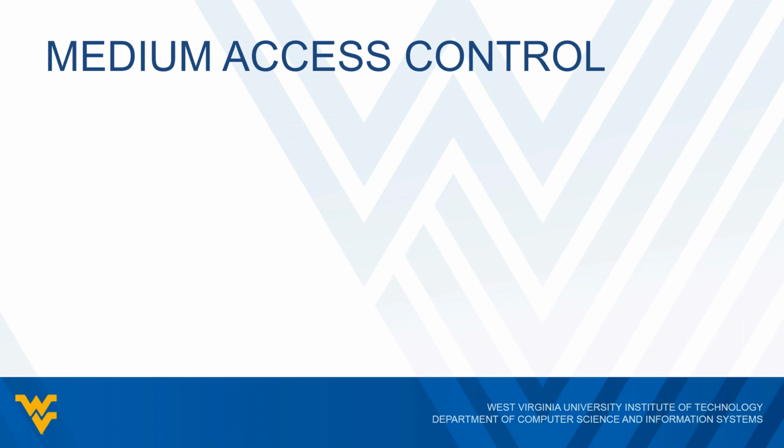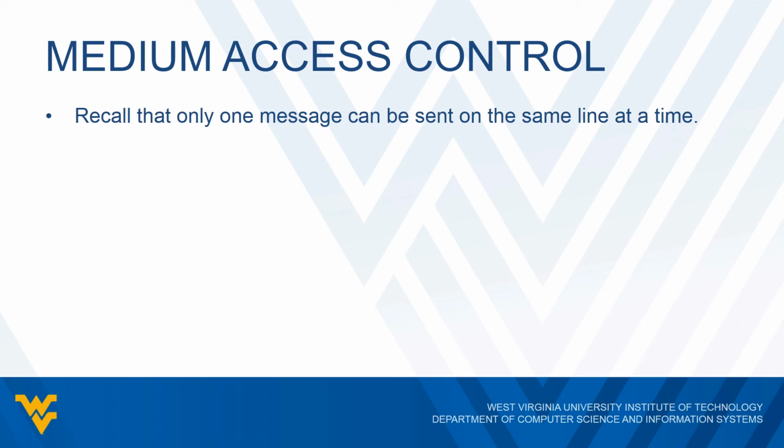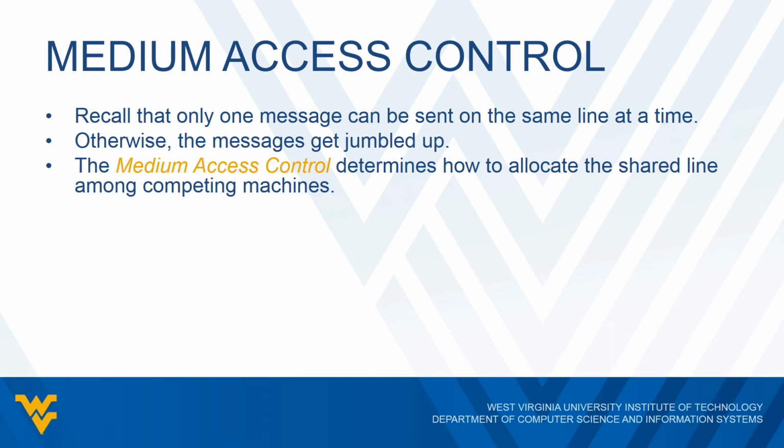Remember we talked about how local area networks communicate by having several machines connected to a single line where all the communication is shared. But there's a small problem with this: we can only send and receive one message at a time. If we try to send several things simultaneously, the messages get jumbled up and it just doesn't work for us. So we need to determine how to allocate this shared line among the competing machines before we actually send something. And that's where the medium access control protocol comes into play. It determines ownership of the shared communication line whenever multiple nodes want to send messages at the same time.